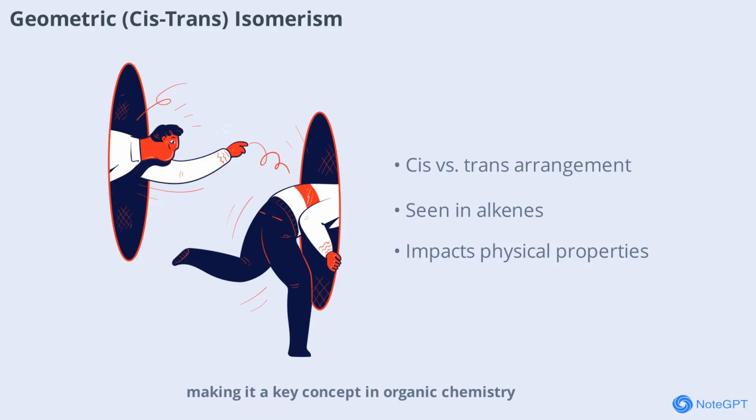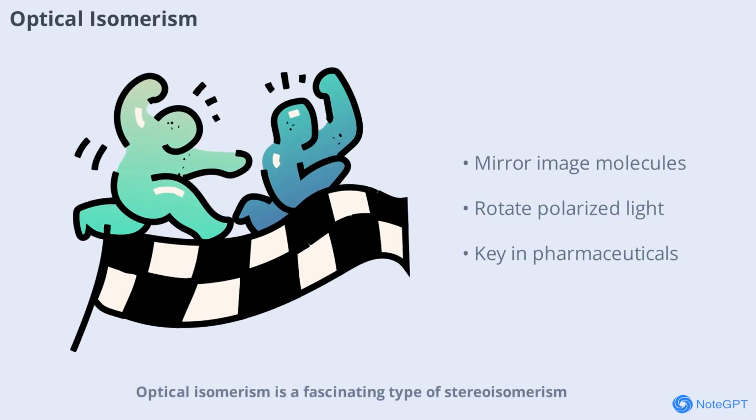in organic chemistry. Optical isomerism is a fascinating type of stereoisomerism, where molecules are non-superimposable mirror images of each other, much like your left and right hands. These isomers are called enantiomers. Optical isomers rotate plane polarized light in different directions, one to the right, dextrorotatory, and one to the left, levorotatory. This property is crucial in pharmaceuticals, as one enantiomer of a drug may be therapeutic, while the other could be inactive or even harmful. Optical isomerism highlights the importance of molecular symmetry and chirality.